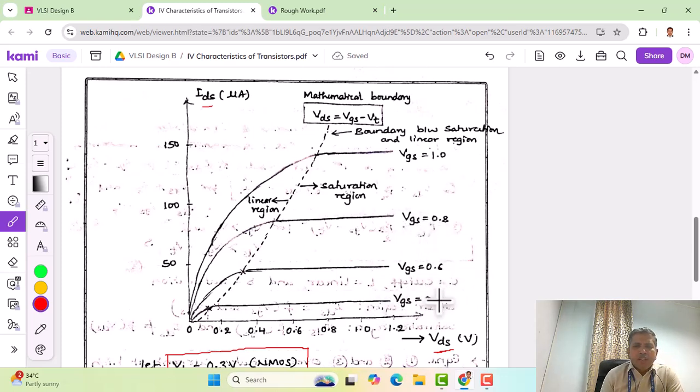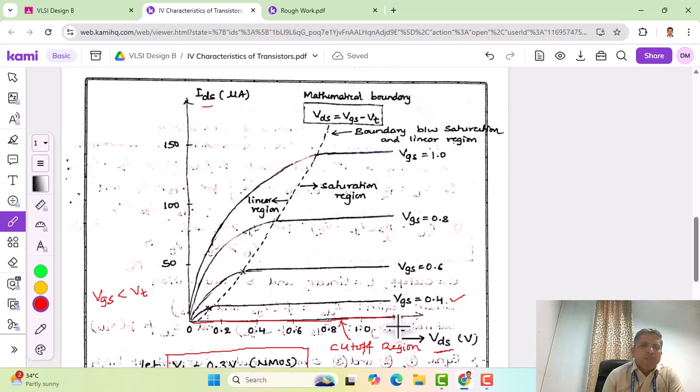Let us select the gate to source voltage as 0.4 volts, and we'll see the different regions of operation. Firstly, as we have already said, when the gate to source voltage is less than the threshold 0.3, the device remains in the cutoff region. Therefore, the characteristics fall on the x-axis, just like this. So the characteristics in this region can be called the cutoff region.